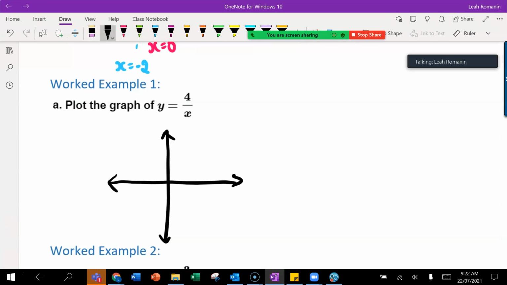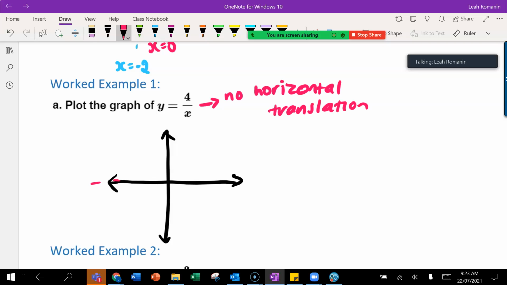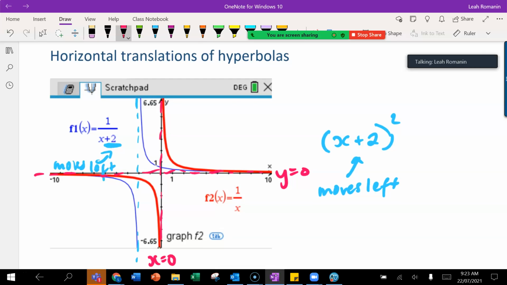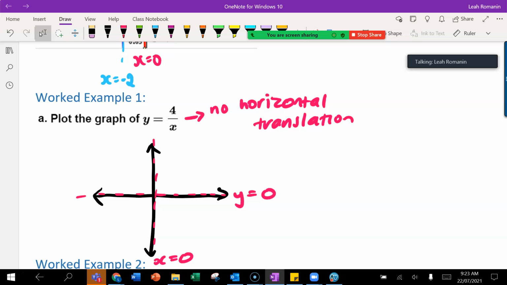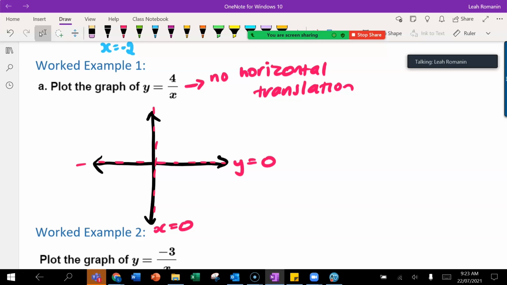Okay, so asymptotes first. Now, I haven't moved my graph left or right, so no horizontal translation. So because of this, I can keep my asymptotes at y equals 0 and x equals 0. So if you have no horizontal translation, and by that I mean this x plus 2 situation on the bottom, you haven't moved the graph left or right or up or down, so your asymptotes are staying at 0. X equals 0 and y equals 0.